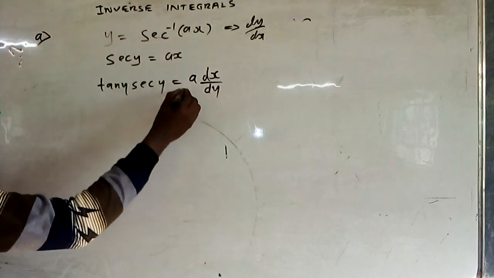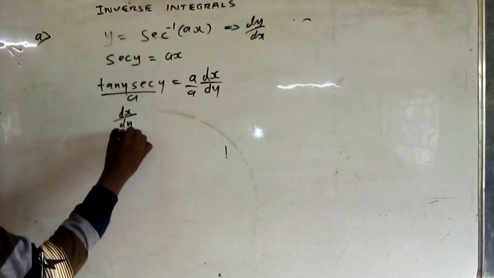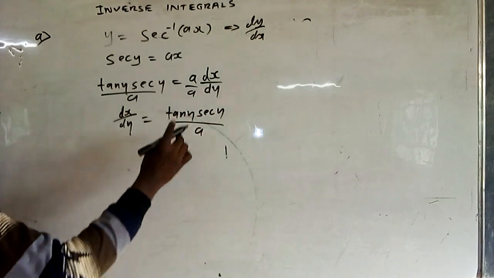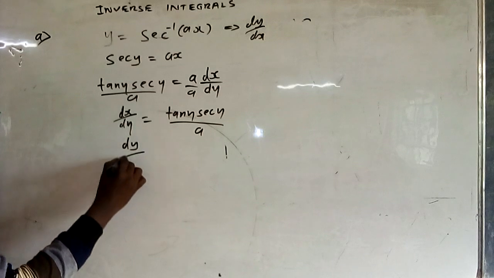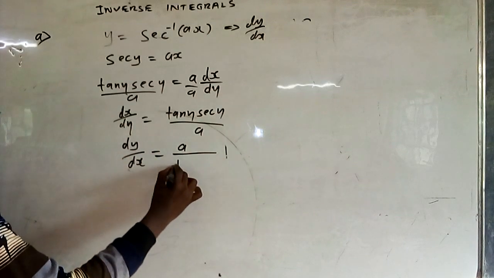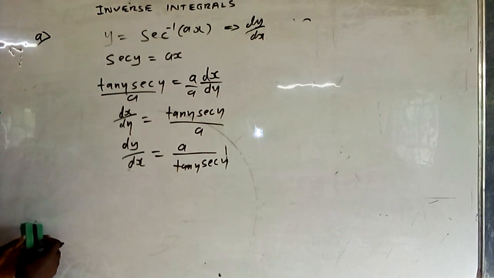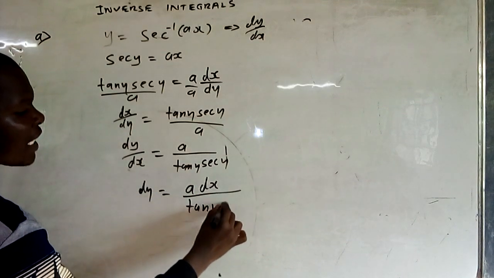So you bring your a this side, divide both sides of the equation by a. So what do we remain with? dx over dy is equal to tan y sec y over a. Then we want dy over dx, because that is the derivative, isn't it? We find the reciprocal on both sides of that equation. So it means dy over dx is equal to a over tan y sec y, isn't it? Then you take dx the other side, so we remain with dy is equal to a dx over tan y sec y.